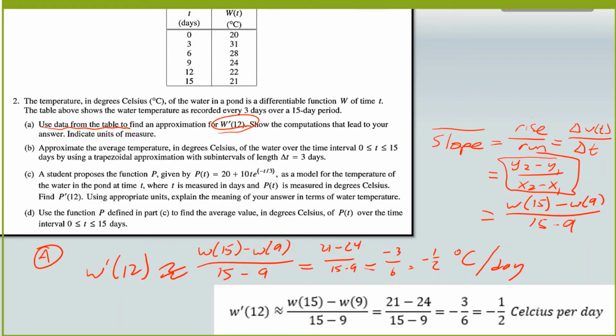Okay, again, a slope is a change in y over change in x. So if we look here, if my slope is change in W over change in time, that would be change in Celsius over change in day, or Celsius per day. Okay, any questions on units?